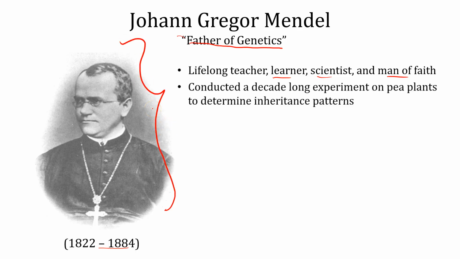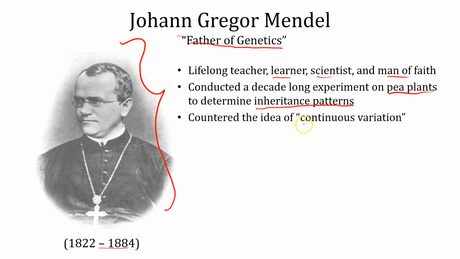Okay, but anyways, what he did, he conducted a decade-long experiment on pea plants to determine their different inheritance patterns. And what he found was something that countered this idea of what's known as continuous variation. In the day of Gregor Mendel, they thought that offspring would inherit a trait that was kind of a blend between the two parents. So, for example, if my dad had really, really brown hair and my mom had really, really blonde hair, I would inherit hair that's somewhere kind of in the middle. And it's hard to imagine how they would have thought that, because clearly there were kids out there that had hair that was blonde when both of their parents had brown hair, or vice versa.